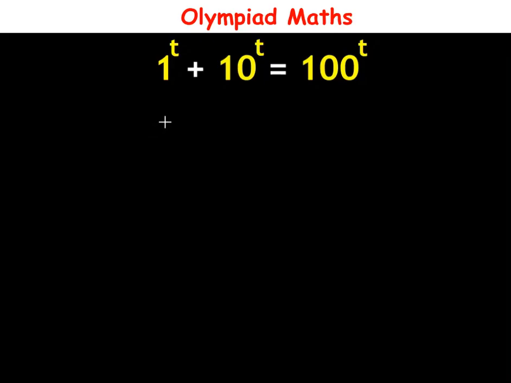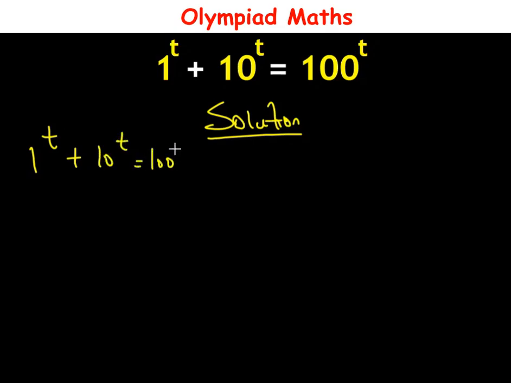Hello everyone, in this video let us solve this question. So we have 1 raised to power t plus 10 raised to power t is equal to 100 raised to power t. So solution, we have 1 raised to power t plus 10 raised to power t is equal to 100 raised to power t.